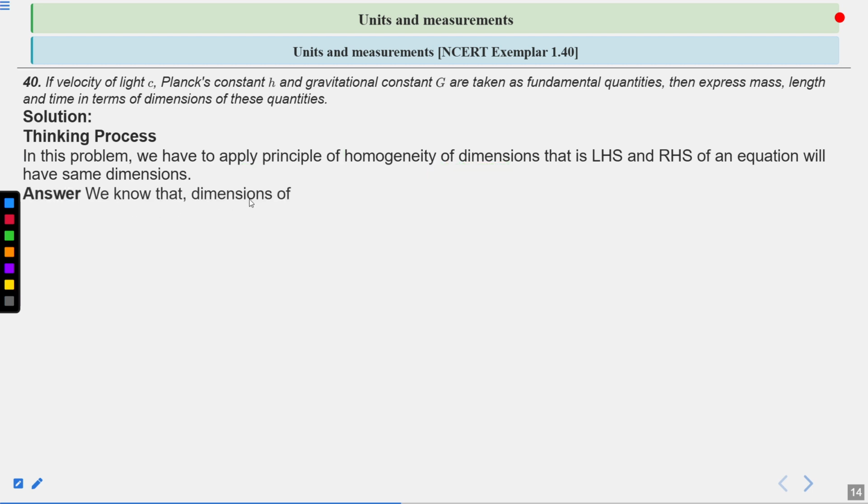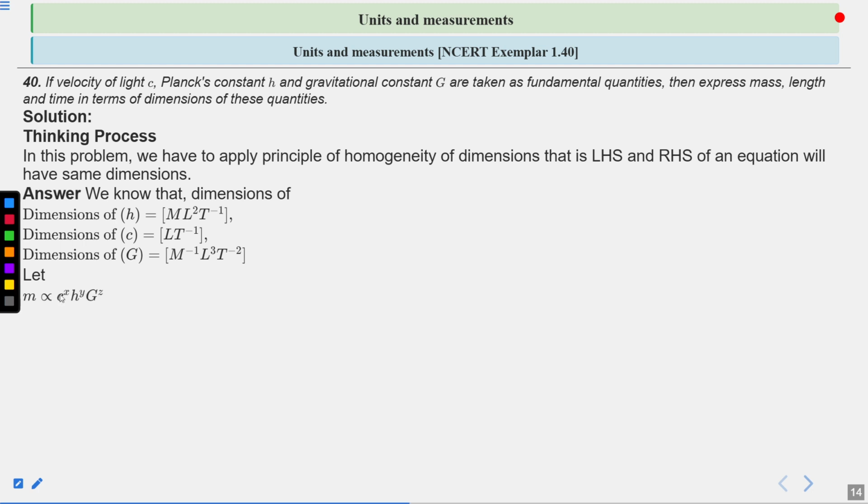Answer: we know that the dimensions of h, Planck constant, are M L² T⁻¹. Dimension of c, speed of light, is M⁰ L T⁻¹. And the dimension of gravitational constant G is M⁻¹ L³ T⁻². So we know these dimensions.